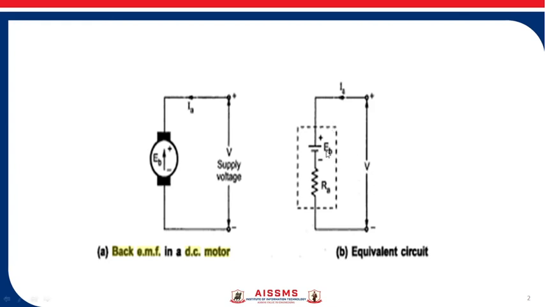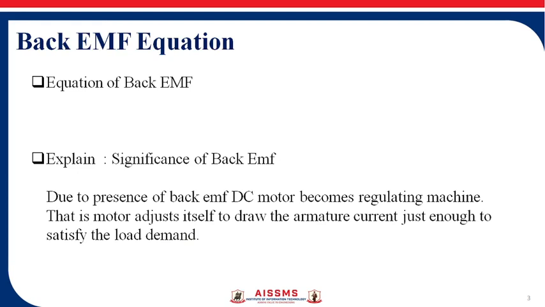So here we can see the equivalent circuit of back EMF generated in a DC motor. Here we can also see some back EMF equations. Armature current IA is equal to V minus EB divided by RA, the armature resistance. So the back EMF equation is EB equals V minus IA RA. In this way the back EMF gets generated in the DC motor.